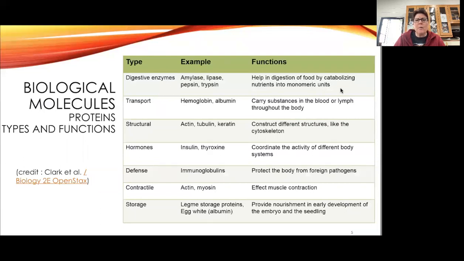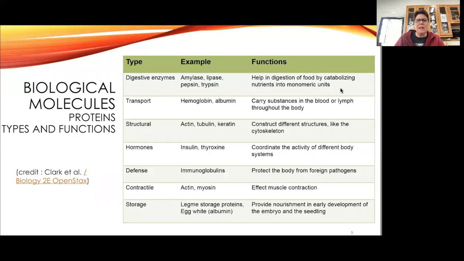We have structural support. I already talked about actin. We have tubulin, which is a structural support part of the cytoskeleton inside our cells. And then we have keratin, which I talked about already. Hormones, insulin, thyroxine, which is important for your thyroid, insulin for regulating sugar levels, defense, all your immunoglobulins, your antigens, all those things, antibodies, those are all proteins. Contractile, we talked about actin and myosin there again.